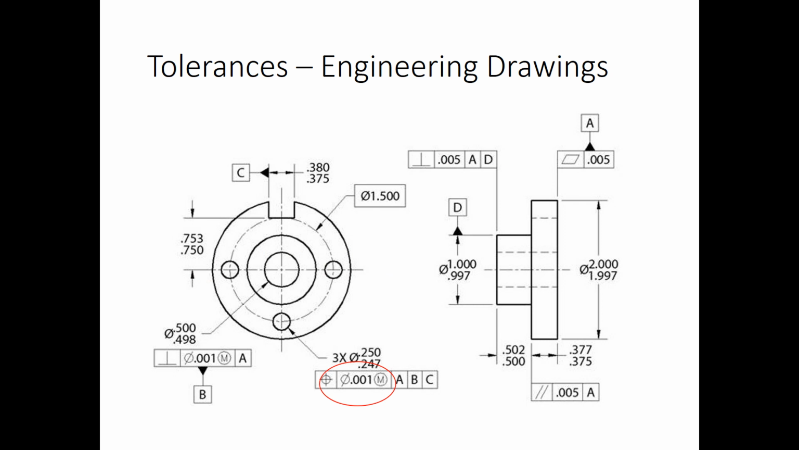So engineering drawings often display tolerances. If we look, we can see on these numbers, if we look at C, it can either be made to 380 or 0.375. So it's displaying there the tolerances allowed within that part manufactured.